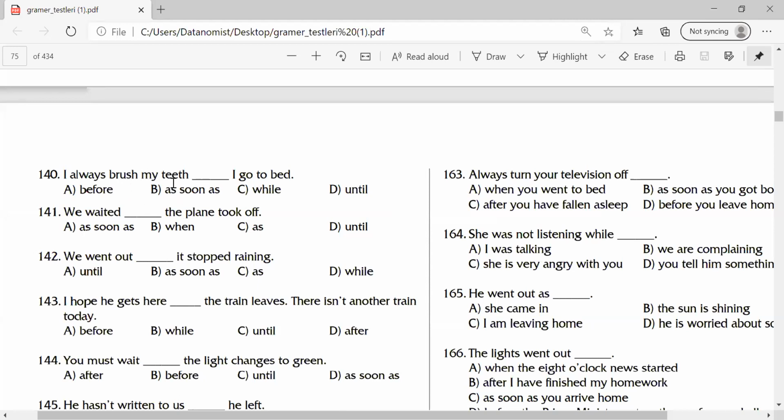I always brush my teeth, dash, I go to bed. Is it before, as soon as, while, or until? Obviously before. We waited, dash, the plane took off. We waited, the plane took off. Until. We went out, dash, it stopped raining. We went out as soon as it stopped raining.